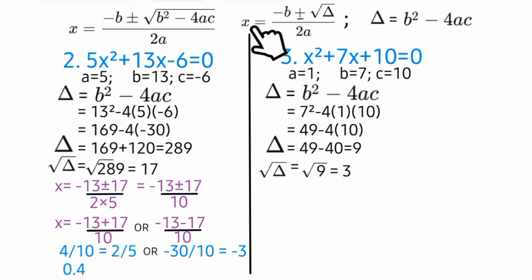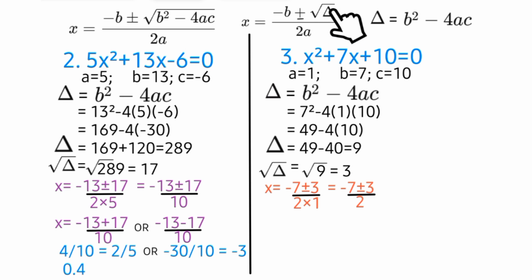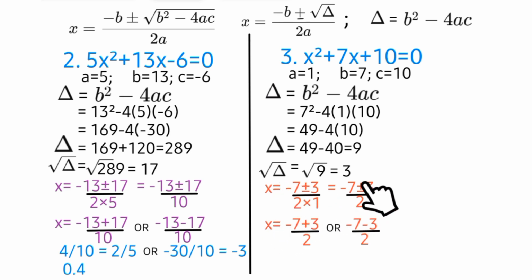Now let's solve for x. X value will be equal to minus b, our b value is 7, plus or minus the square root of discriminant, which we got 3, divided by 2 times a value being 1, equal minus 7 plus or minus 3 divided by 2 times 1 gives 2. So x will be equal to minus 7 plus 3 all over 2, or minus 7 minus 3 divided by 2.